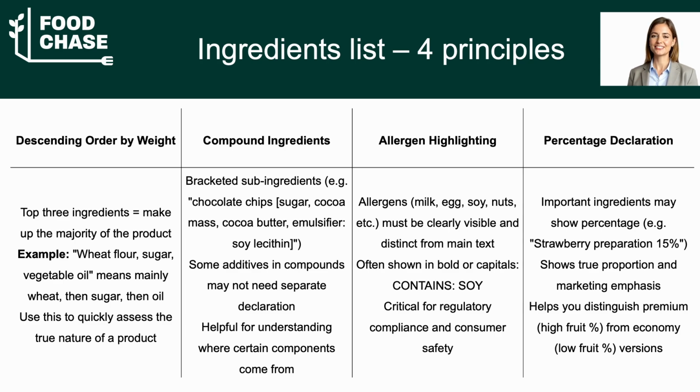Compound ingredients are like mini ingredients lists inside brackets. They show you what's in something like chocolate chips or strawberry preparation. Some additives in these compounds might not need a separate declaration, which is why you need to read carefully. Allergens are highlighted because they're critical for safety. Anyone with an allergy needs to find them instantly. And when a brand shows a percentage, like 20% chocolate chips, that's telling you something about quality and marketing positioning.